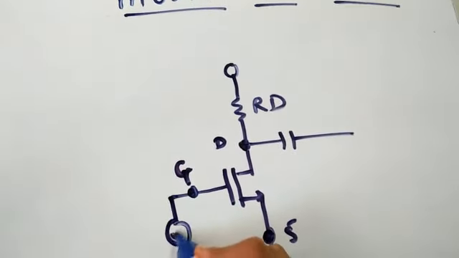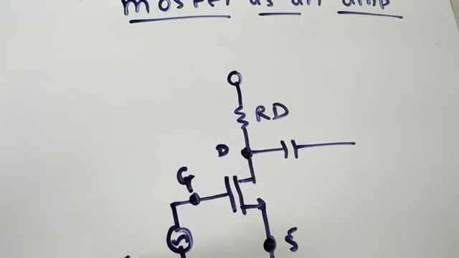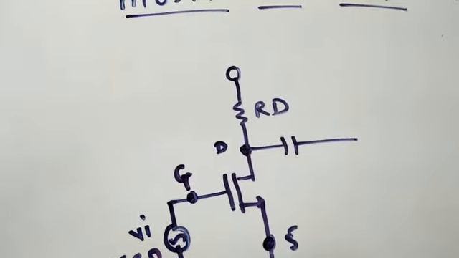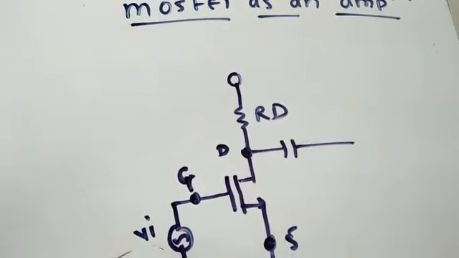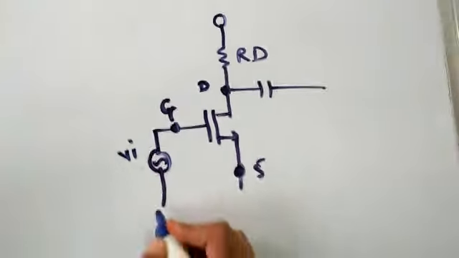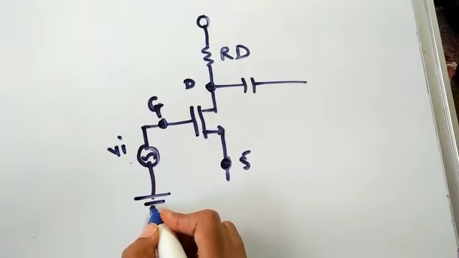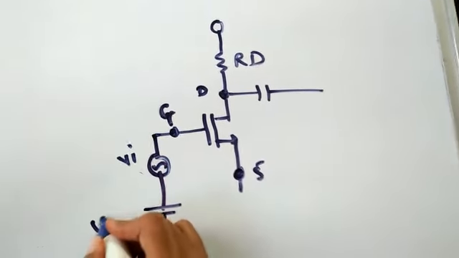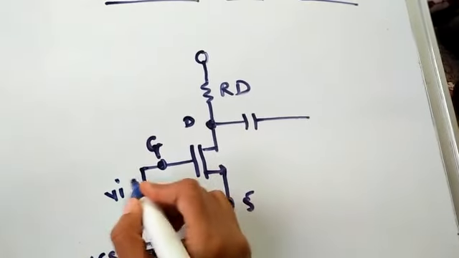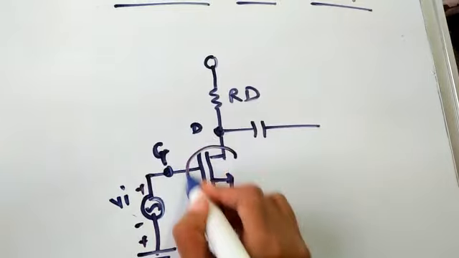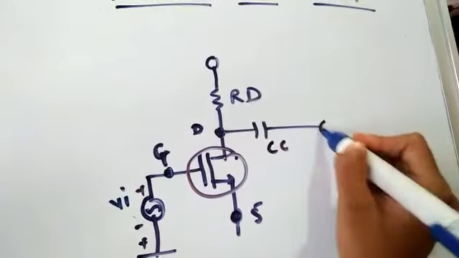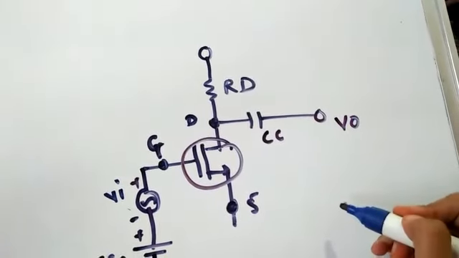To the input gate terminal, we are giving the VI input, which is the AC signal which we want to amplify, that is the VI input voltage. And here we are applying some DC voltage VGSQ. Positive, negative. This is also positive, negative. This is the MOSFET. RD is the drain resistor. This is the coupling capacitor, and here we are taking the output voltage.